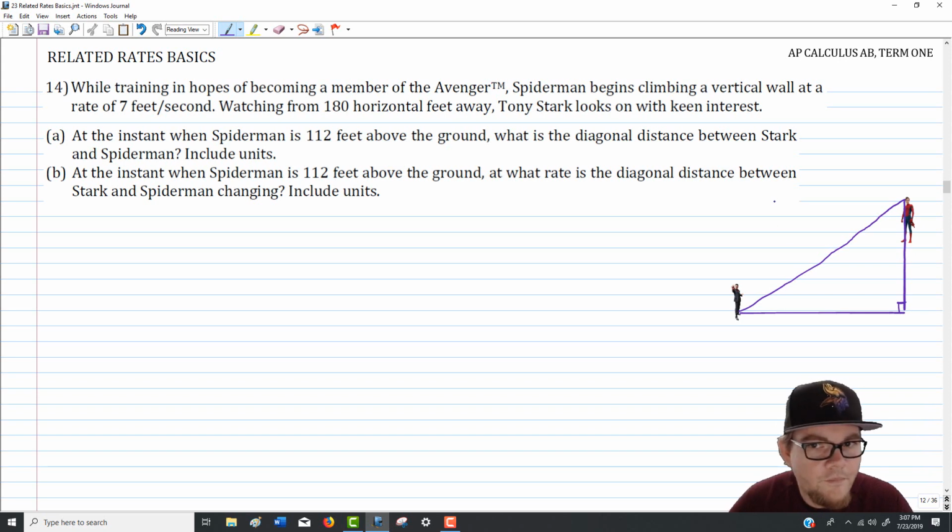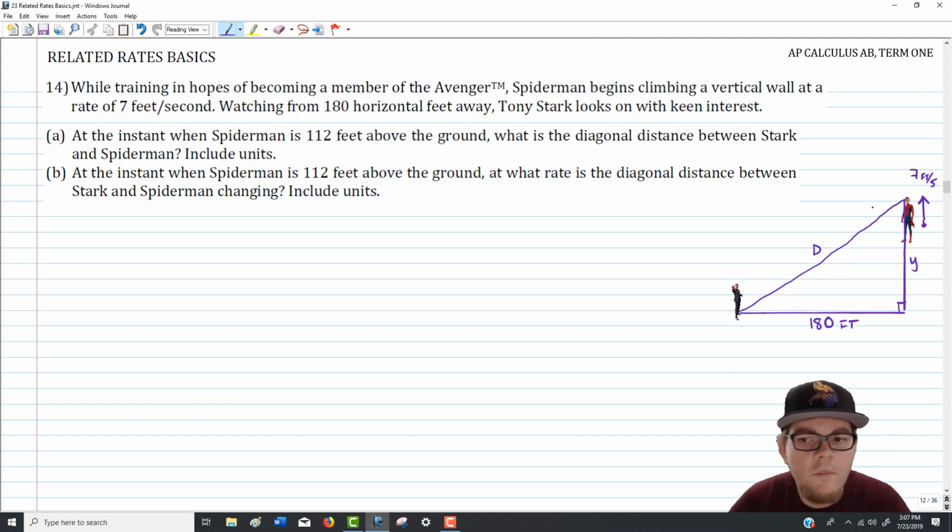So what else do we know? Spider-Man's climbing the wall. Let's call that vertical wall Y. And he's climbing up the wall at a rate of 7 feet per second. And then watching from 180 horizontal feet away, Stark's not moving at all right now. So I'm just going to put 180 feet outside. And of course that leaves us with a hypotenuse, which I'm going to call D. And then we'll have to figure out what it actually is.